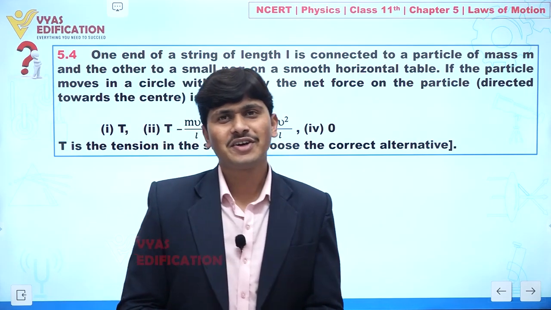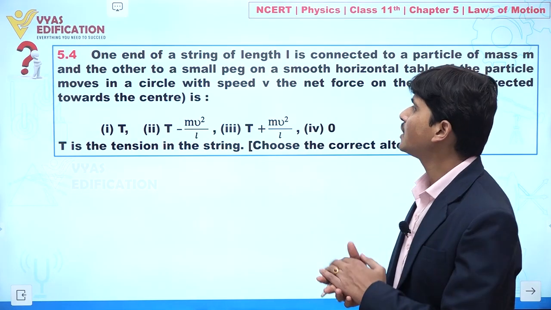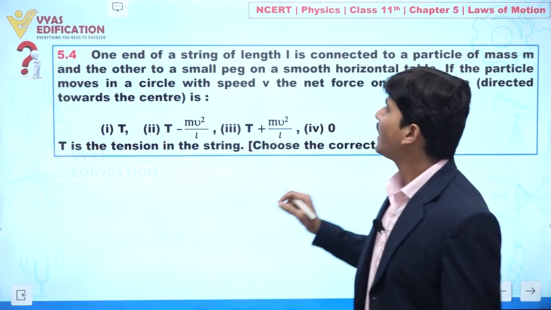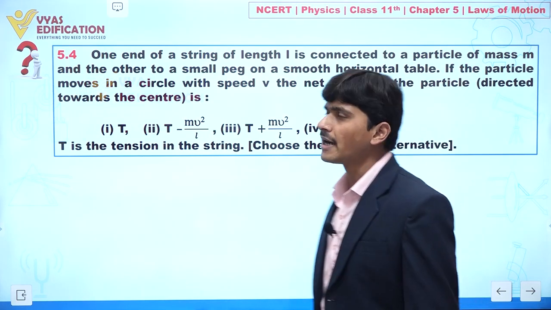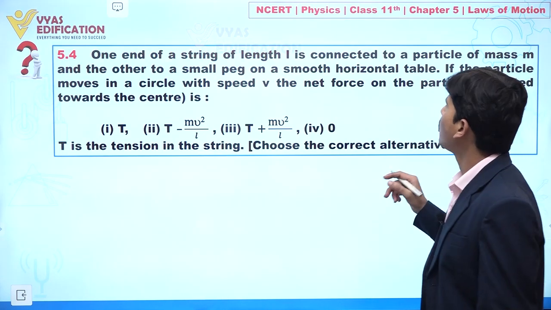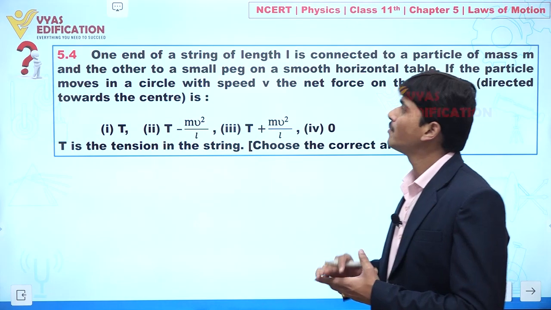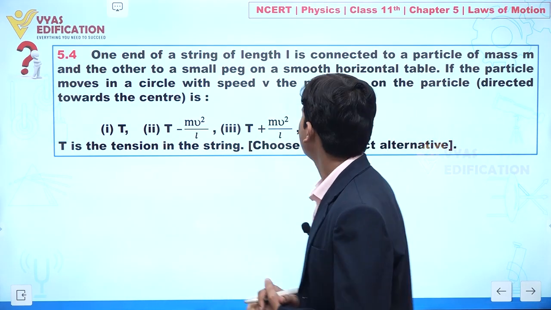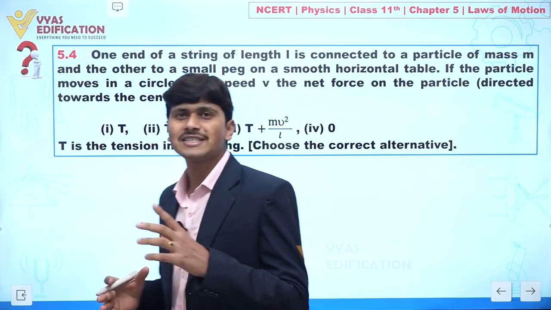Now dear student, we are going to solve this question number 5.4, and in this question it is given to you: one end of a string of length L is connected to a particle having mass m and the other to a small peg on a smooth horizontal table. This is given to you. If the particle moves in a circle with speed v, then the net force on the particle that is acting is towards the center. Clear?